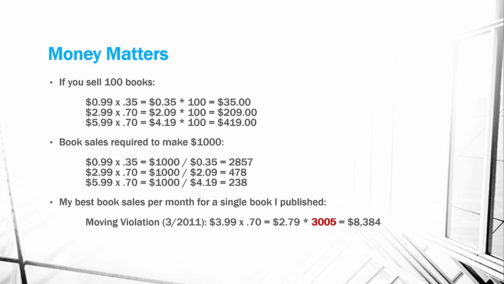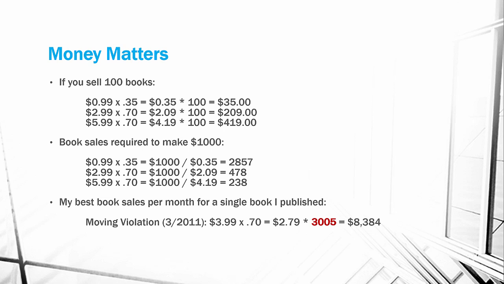Another way to look at it is how many books would you need to sell at each of these prices to make $1,000 in a month? Well, at 99 cents, it's going to take you 2,857 copies. $2.99, huge drop down to $4.78. And finally, at $5.99, we're talking about only 238 copies would you have to sell to make $1,000 in a month.